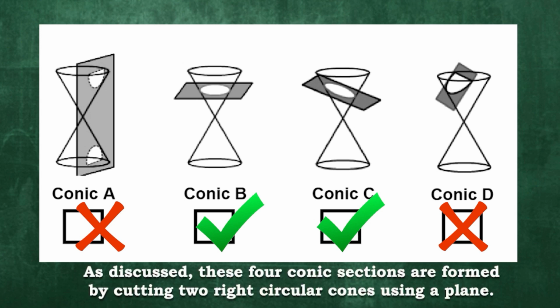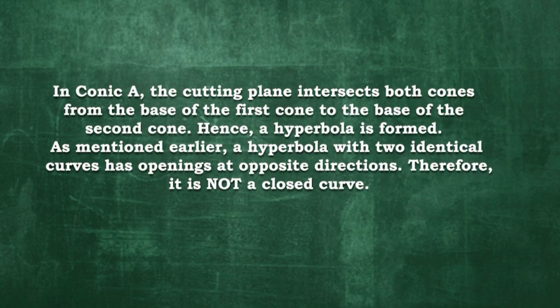As discussed, these four conic sections are formed by cutting two right circular cones using a plane. In conic A, the cutting plane intersects both cones from the base of the first cone to the base of the second cone. Hence, a hyperbola is formed. As mentioned earlier, a hyperbola with two identical curves has openings at opposite directions. Therefore, it is not a closed curve.